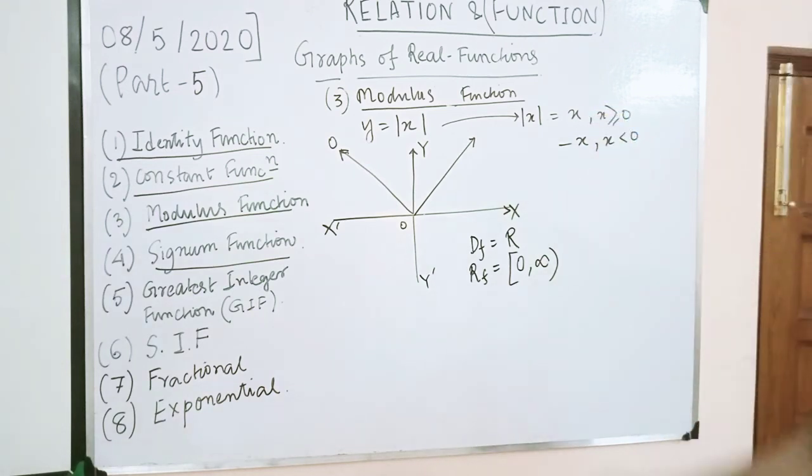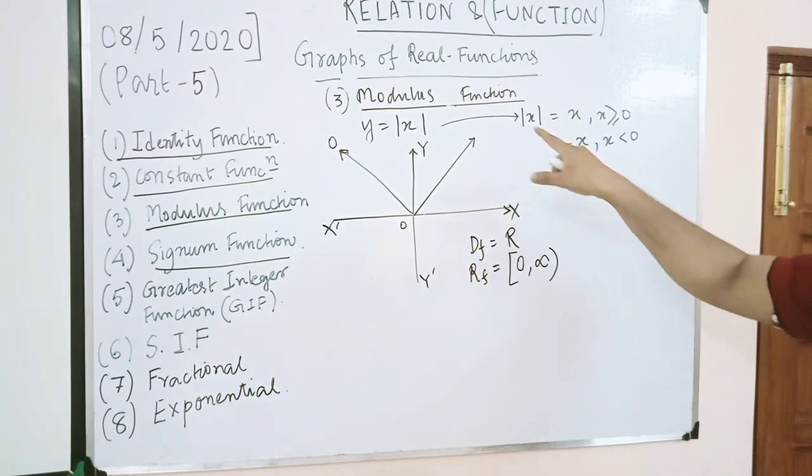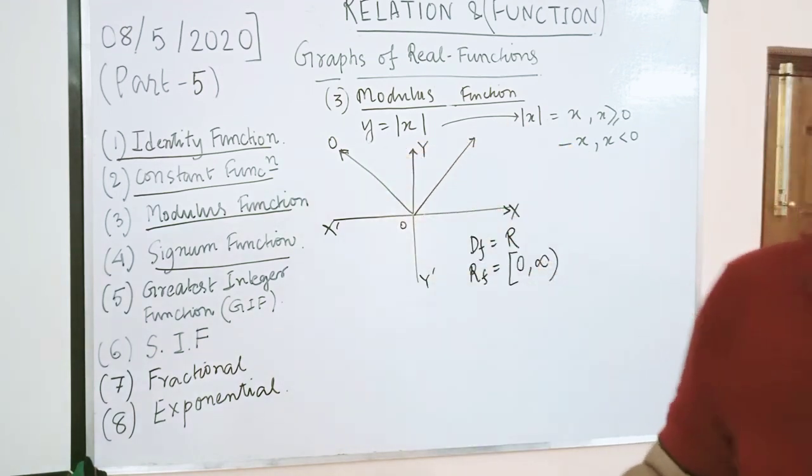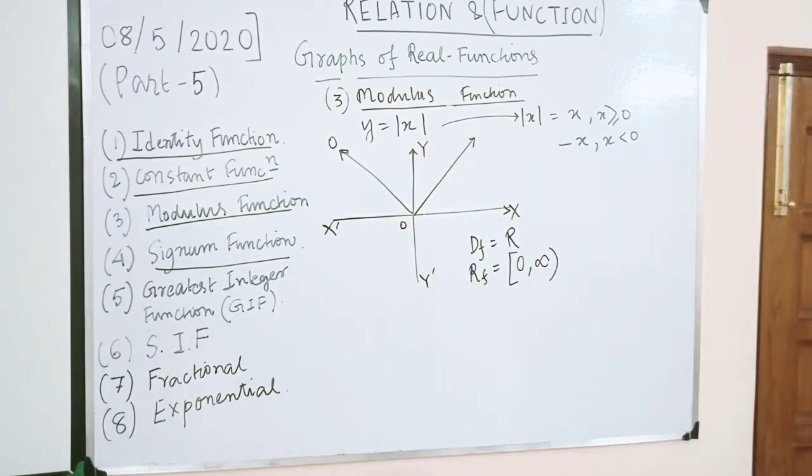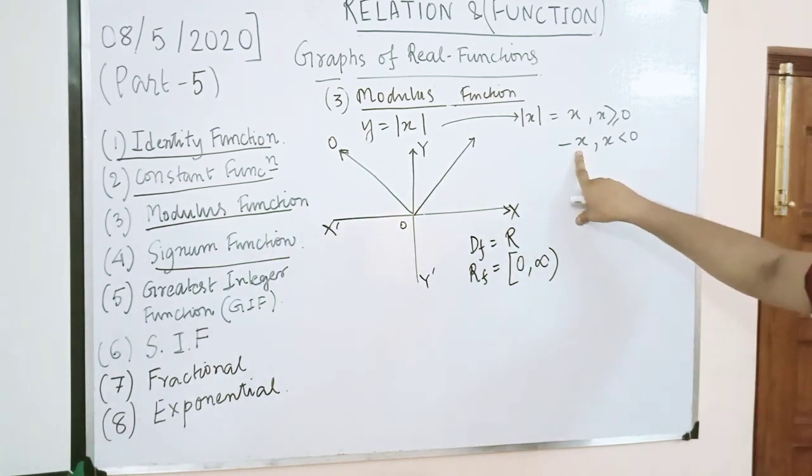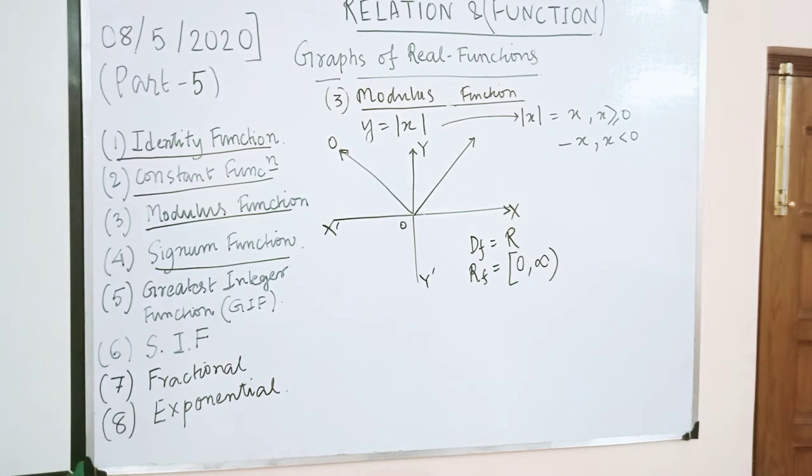Now this seems very confusing. I have found that this is very confusing for the students. They think, why does mod x become minus x, when I have already told you that mod x is always a positive quantity, it turns everything to positive? So why is mod x becoming minus x? The answer to this is, please listen to this again and again.